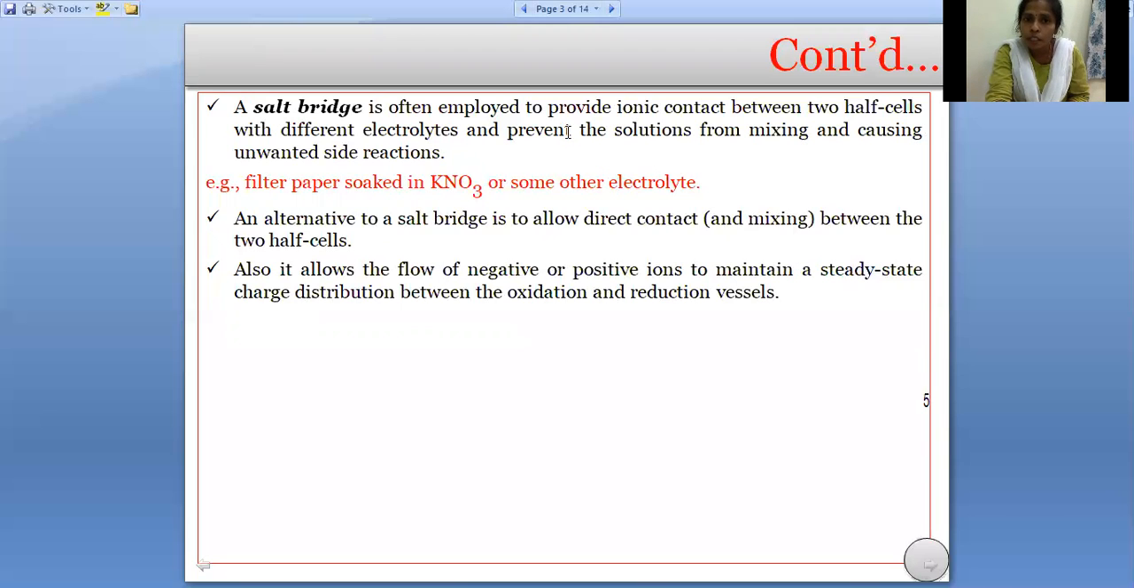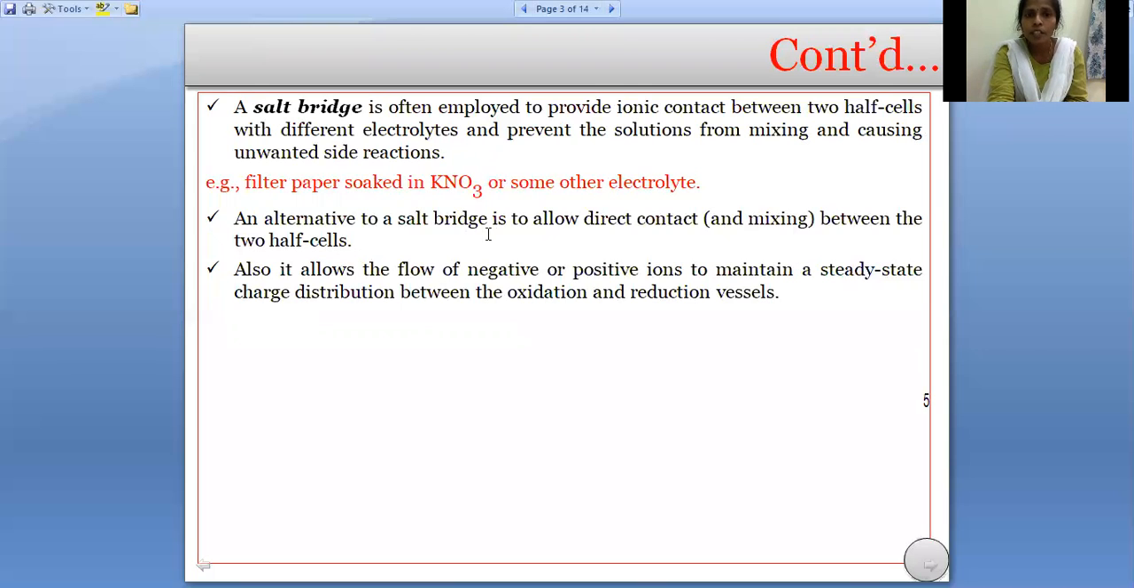So what is the use of the salt bridge? To provide ionic contact between two half cells. It avoids direct contact between the two half cells with different electrolytes and prevents the solutions from mixing. If you take two different electrolytes in the same beaker, what happens? These two electrolytes will mix. So to avoid the mixing of the two electrolytes, we use the salt bridge. And this salt bridge helps the chemical reactions, that is, it helps to transfer the electrons from one electrode to another electrode.